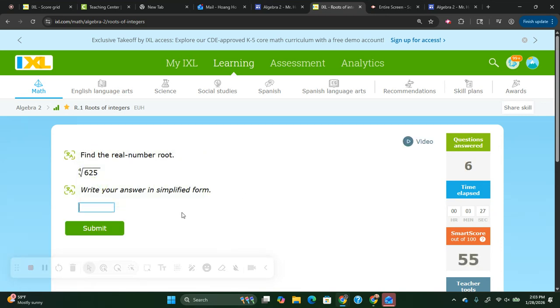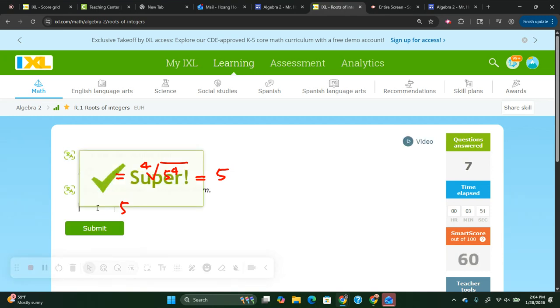Done. Fifth root of 625. You can punch this in your calculator. The answer comes out as 5. But 625 is 5 to the power 4, so the 4th root and power 4 cancel out. So the answer is 5. Okay, so I put 5 in. Voila.